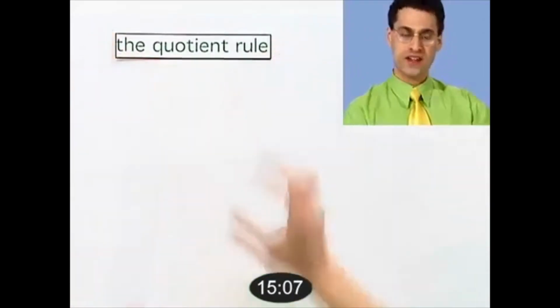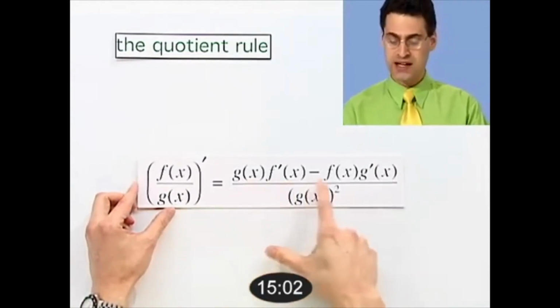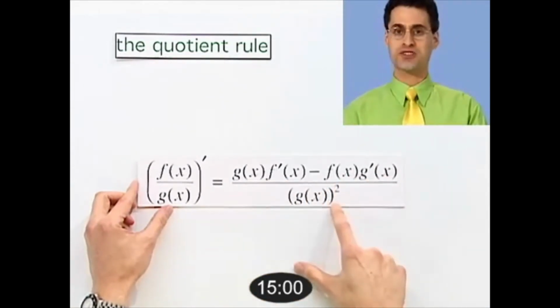What if you have a quotient? Well, then you use the quotient rule. And what's the quotient rule say? If you've got a quotient, you take the bottom times the derivative of the top minus the top times the derivative of the bottom, all over the bottom squared. That's the quotient rule. That's what you use when you have a derivative of a quotient.